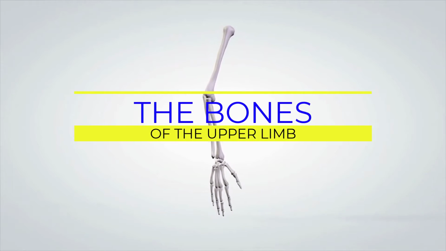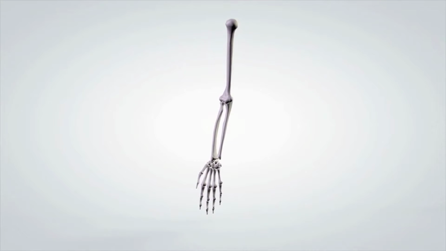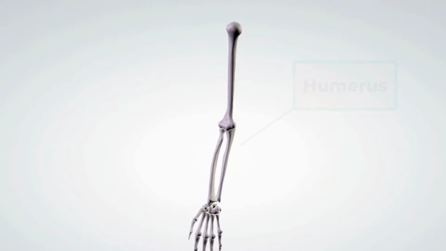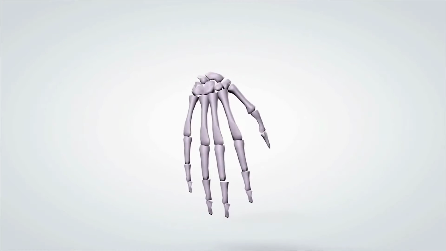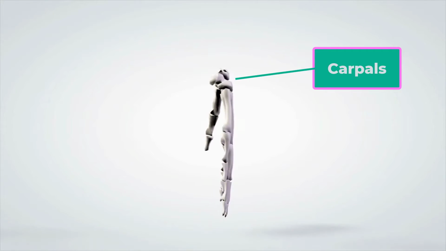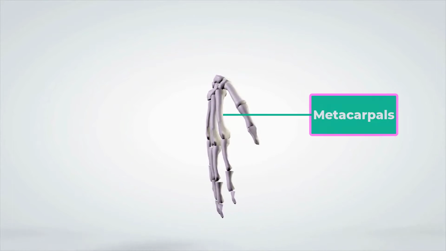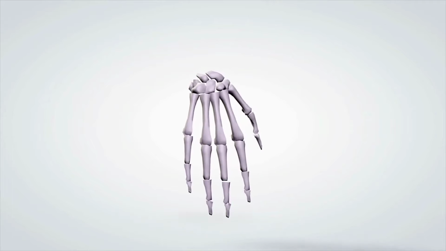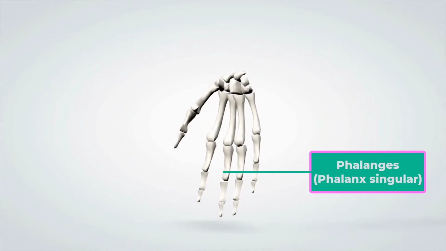Bones of the upper limb. There are 30 bones in each upper limb. The humerus is the single bone of the upper arm, and the ulna and radius are the paired bones of the forearm. The base of the hand contains 8 bones called the carpal bones, and the palm of the hand is formed by 5 bones called the metacarpal bones. The fingers and thumb contain a total of 14 bones, each of which is a phalanx bone of the hand.